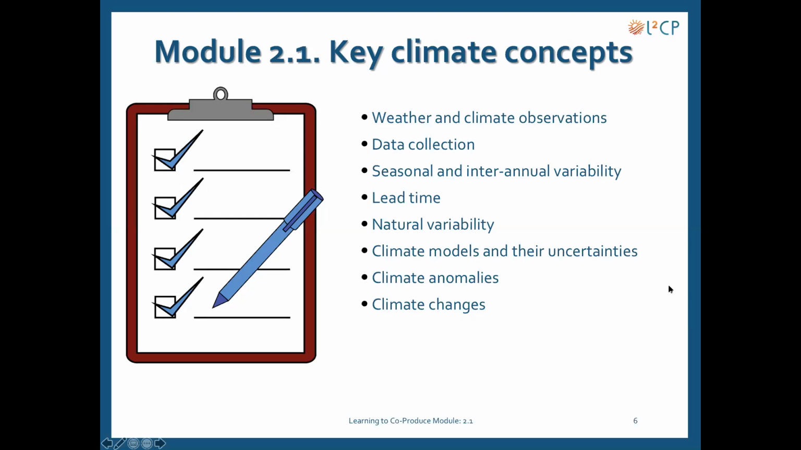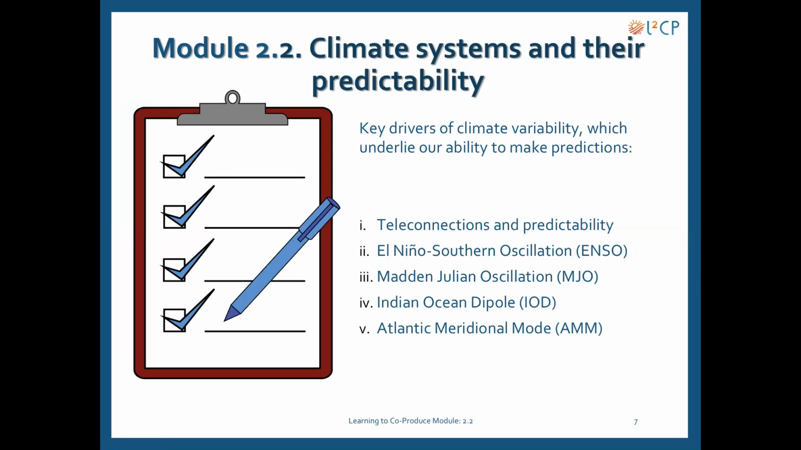That's why we cover in the first class, 2.1, the key climate concepts, like what is the difference between weather and climate, observation, data collection, how to collect data, what is the difference between seasonal and triennial variabilities, what is lead time in forecasting, natural variabilities, climate models, and their uncertainties, climate anomalies, climate change. Those few things that you need to know in order to start the course.